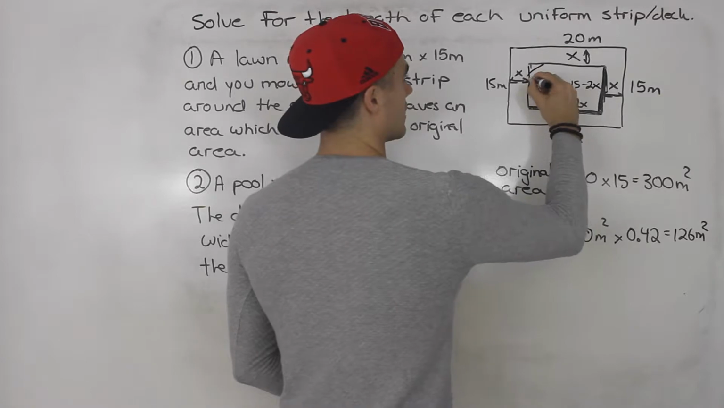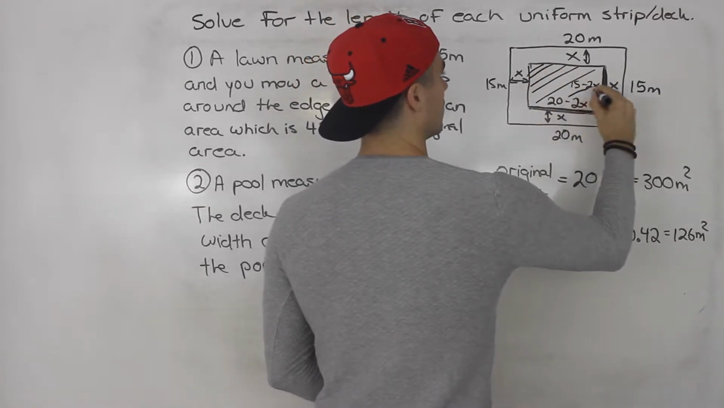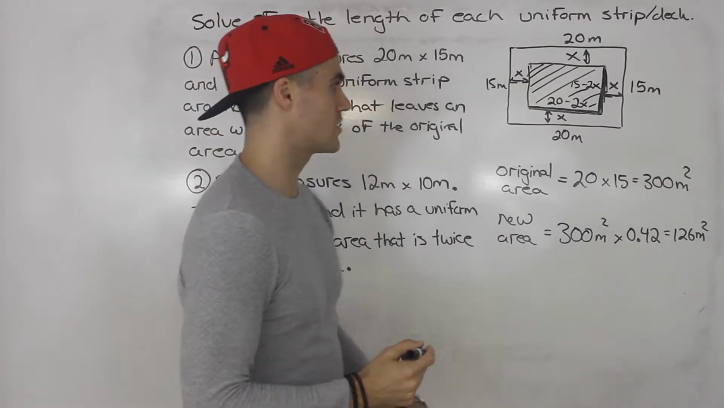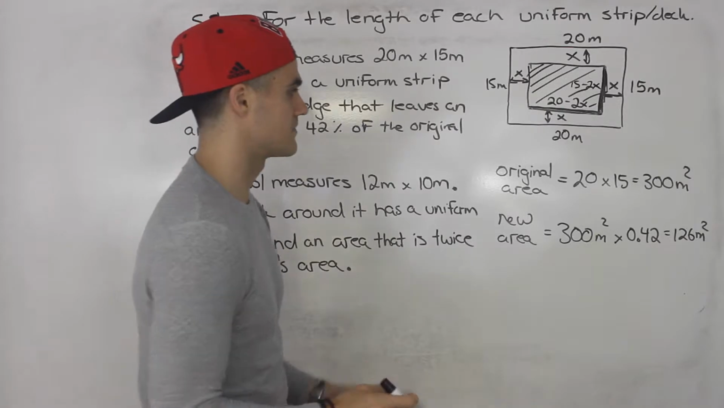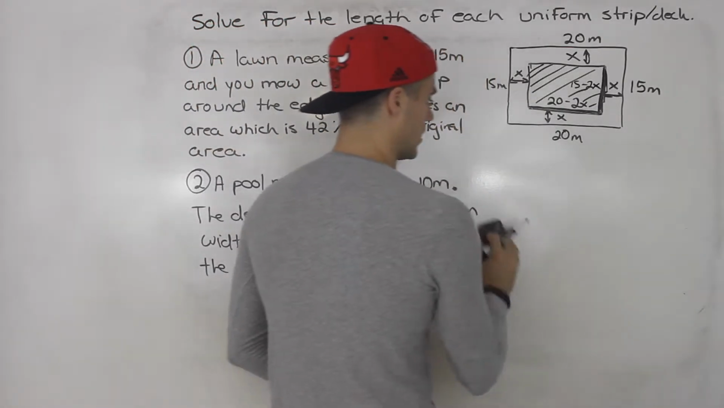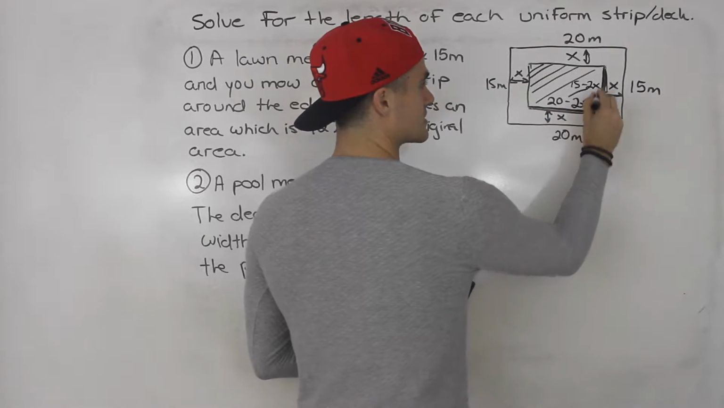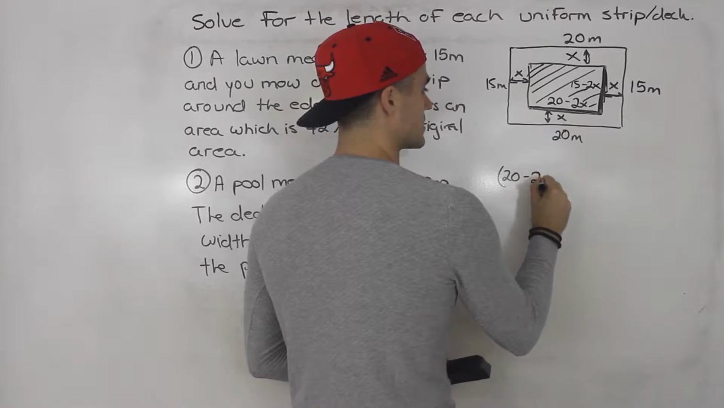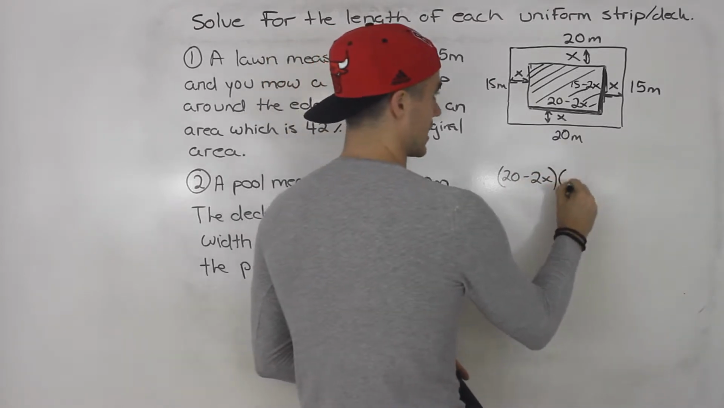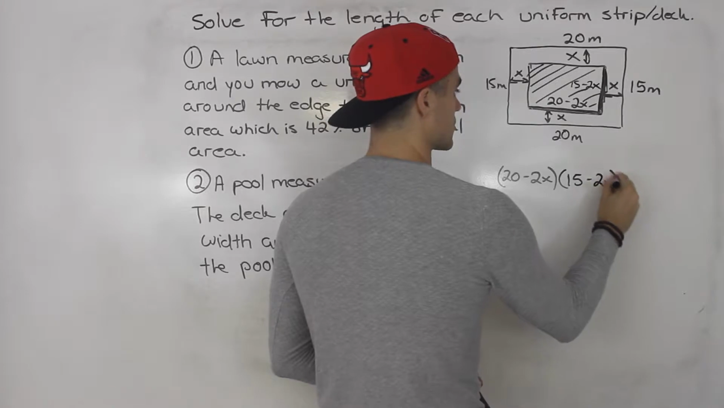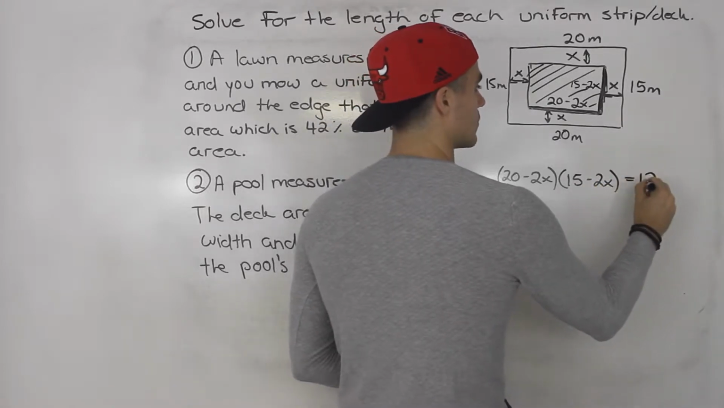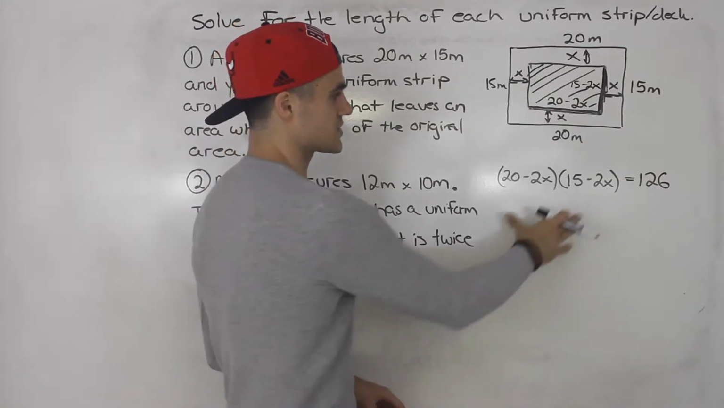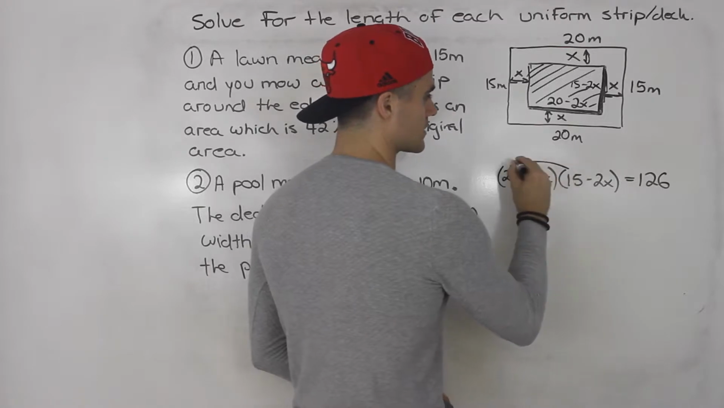So this area over here is 126 meters squared. So notice now that we could solve for x, because we know the length of this times the width of it has to equal 126. So that means 20 minus 2x, the expression for the length, times 15 minus 2x, the expression for the width, has to equal 126. And now this is just a quadratic equation. We would just expand this bracket, so let's FOIL it out.